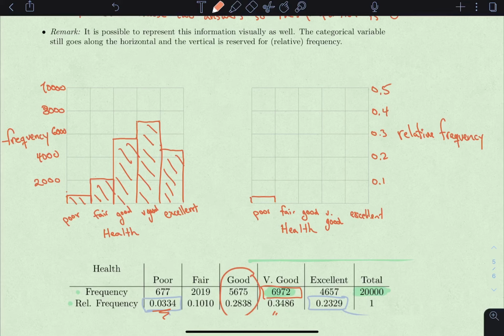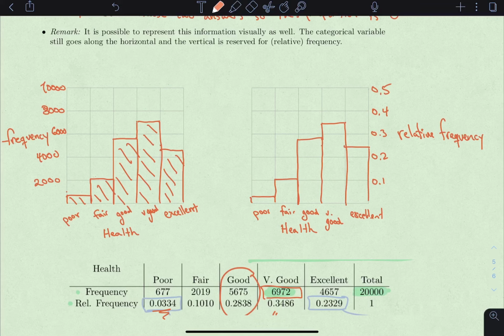Fair is at 0.101, so just above 0.1. The good is 0.2838, so that's between 0.25 and 0.3, maybe right around there. 0.3486 is the proportion of people who are reporting their health as very good, so just below the halfway point there. And finally, just under a quarter of people, so 0.23, about there.